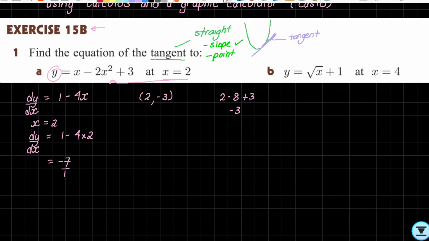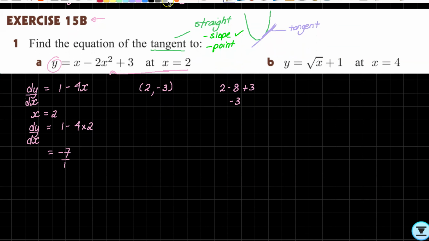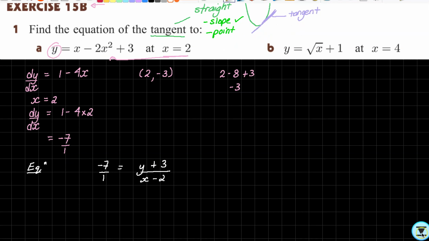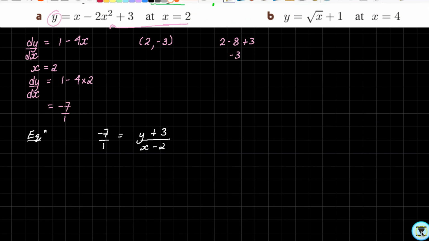I'm going to use the same thing that we did, as I said, last semester. So equation of the tangent. Remember we use our slope formula, so it's minus 7 over 1 equals y take my y value, so take minus 3 is plus 3, all over x take 2, and now I cross multiply. So minus 7 times x, we've got minus 7x, minus 7 times minus 2 is 14, equals 1 times y plus 3.